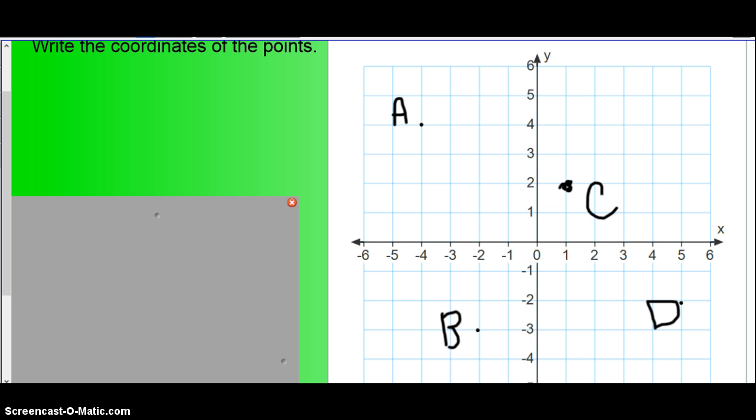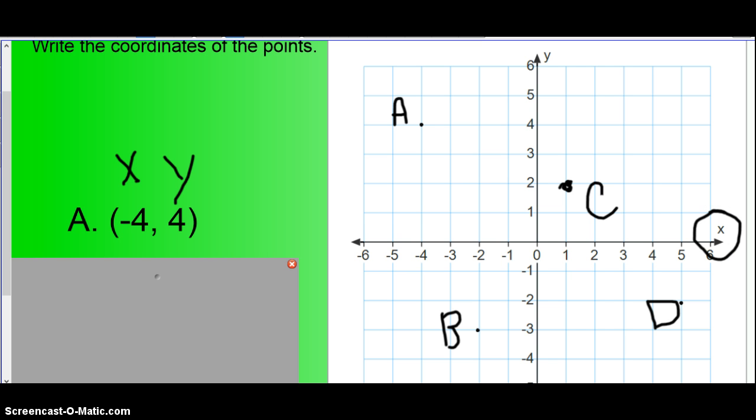Okay, so if you put -4, 4 for letter A, you are correct. We move to the left 4 and up 4. And one thing, just a reminder, your first coordinate point is your x coordinate, and the second is your y coordinate. This is your x-axis, so you would move left to right first along the x-axis to whatever number is indicated on your coordinate point, and then you would move either up or down depending on your y coordinate.